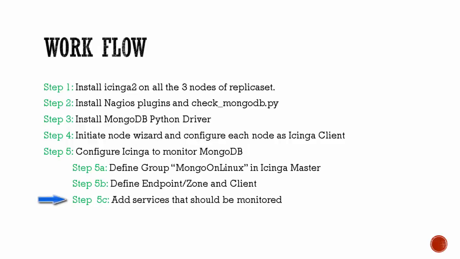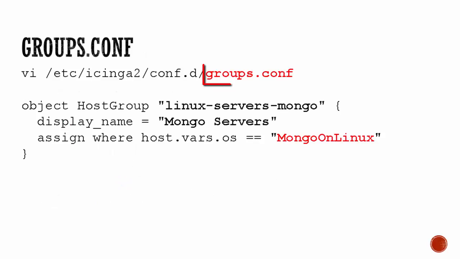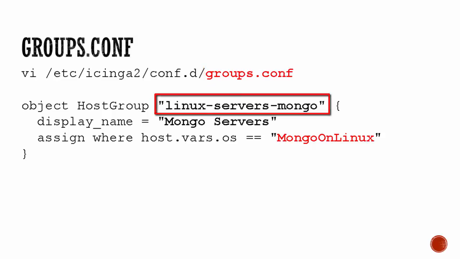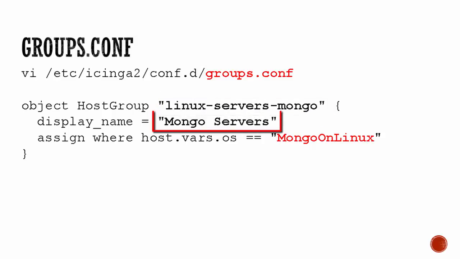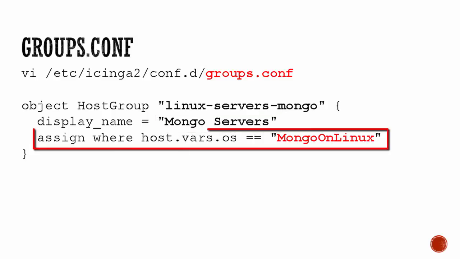Then we assign services that are monitored. To each client, we define group in a config file called groups.conf. We define a host group, Linux-servers-Mongo. Then we give it a display name. This is how this group will be displayed in the Icinga web console. Then the important part is where we tell it to assign this group to all servers with vars.os set as Mongo in Linux.